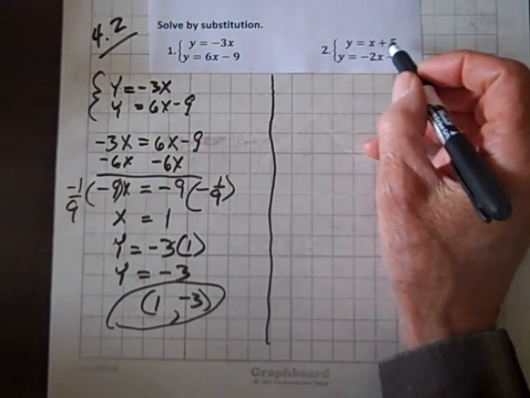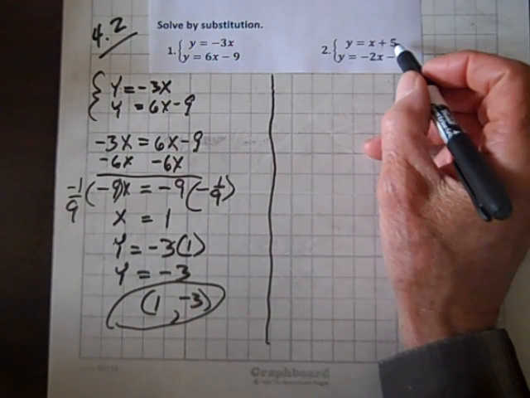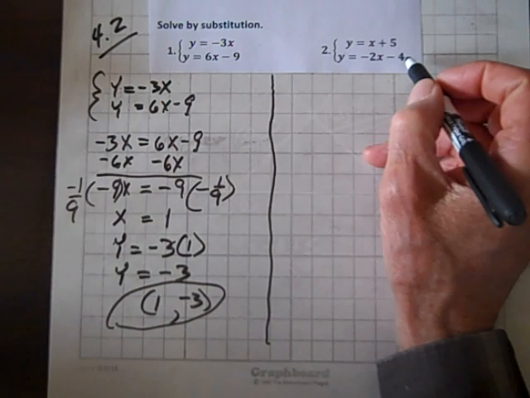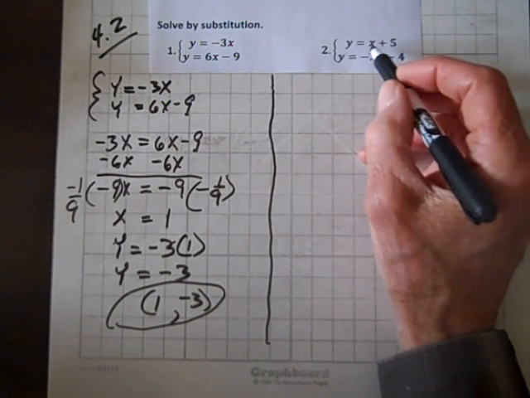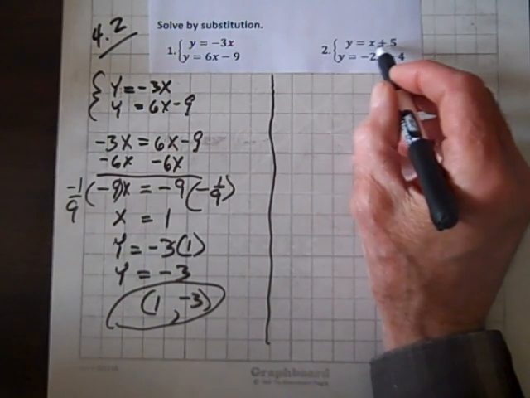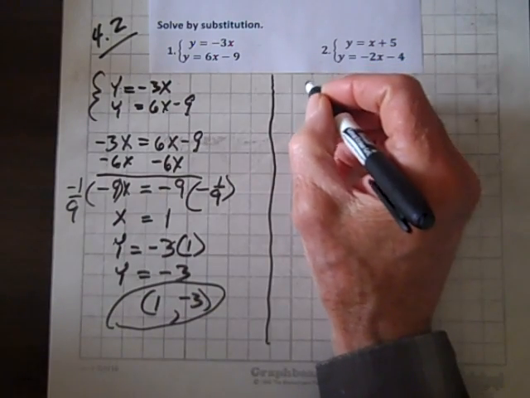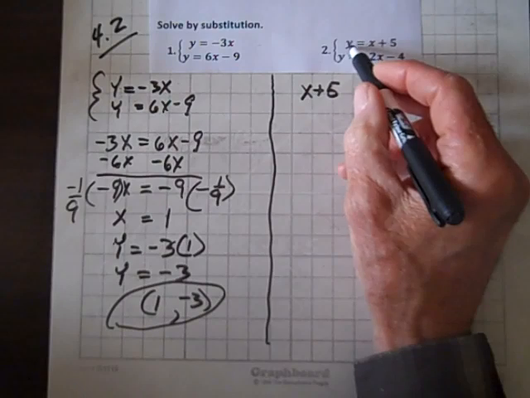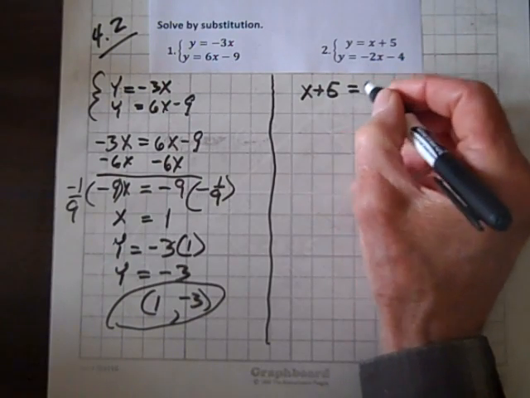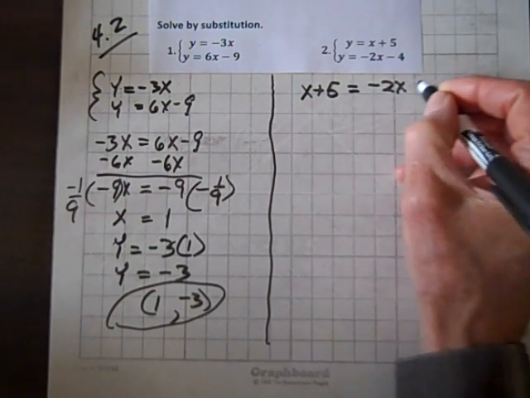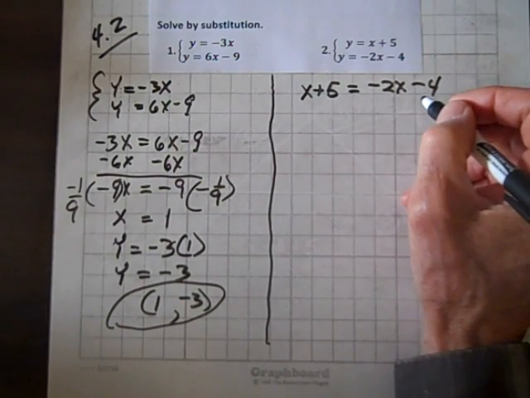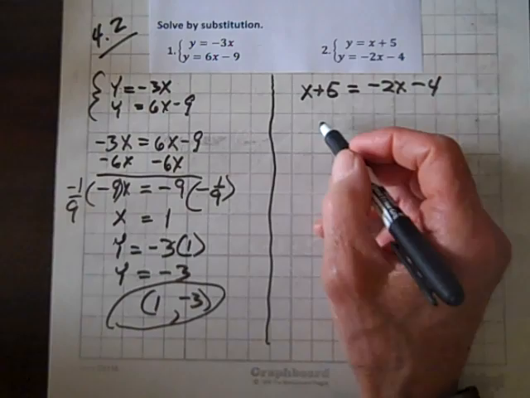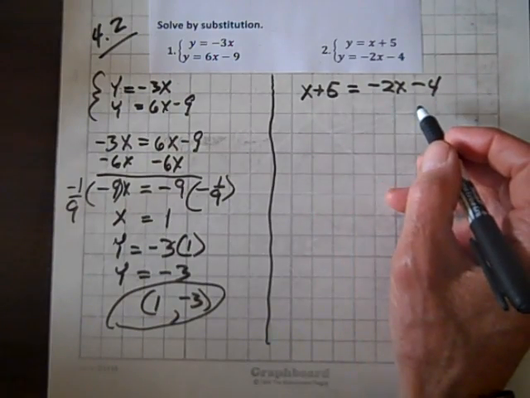So now we have y equals x plus 5, and y equals negative 2x minus 4. So let's substitute for this y. Let's substitute x plus 5. So there we have x plus 5. And that's for y, and now that equals negative 2x minus 4. Next thing, let's add 2x to both sides and subtract 4 from both sides.